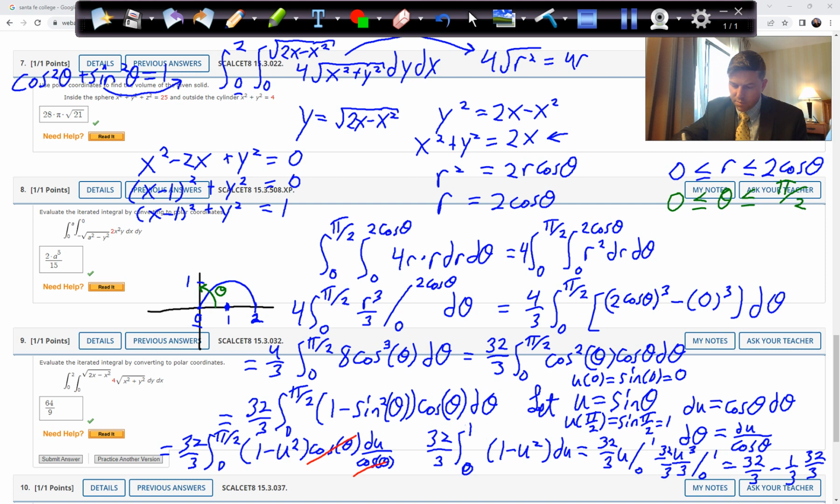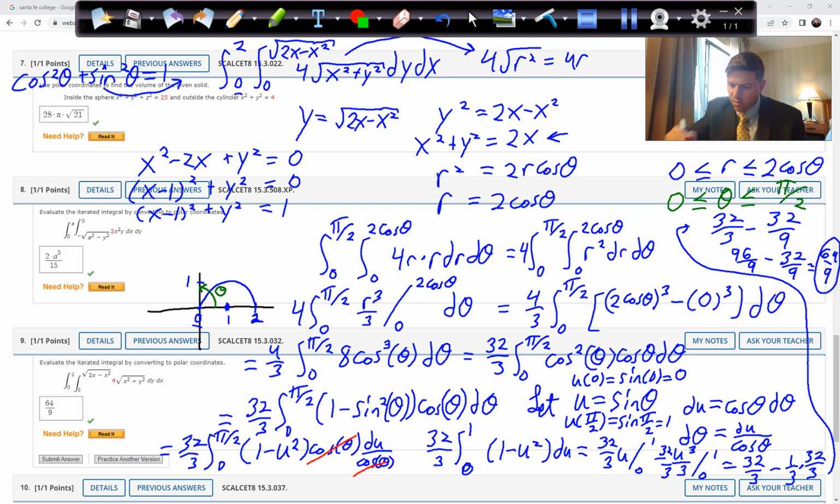Oof, running out of space here. So we're going to get 32 over 3 minus 32 over 9, which is 96 over 9 minus 32 over 9. I don't usually show this level of algebra detail, but this problem got a little messy because I forgot this term down here. And that's going to be 64 over 9 when you subtract those two numerators. And that would be the correct answer for problem 9.